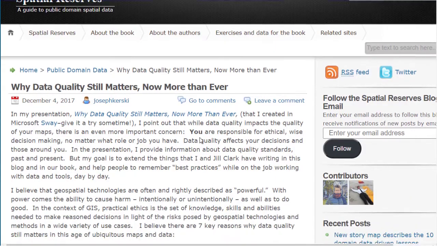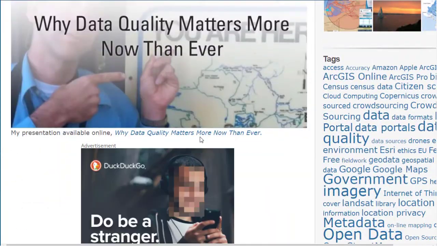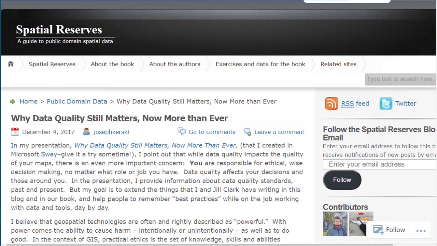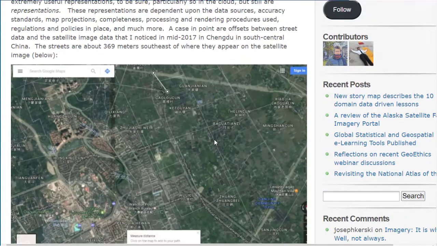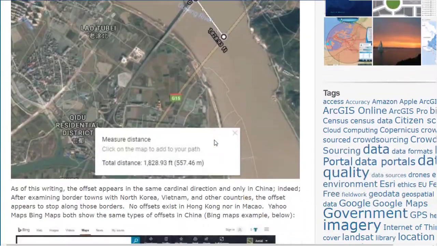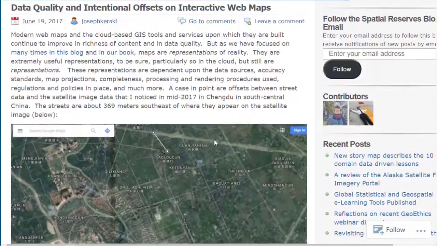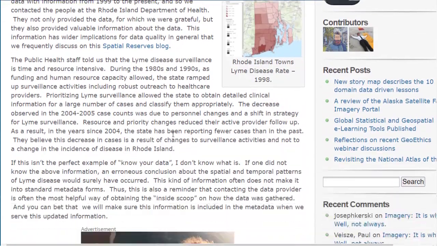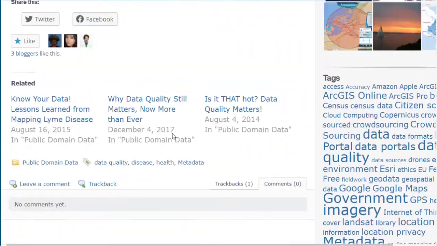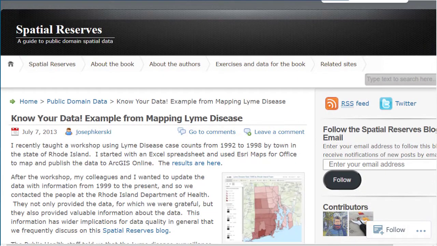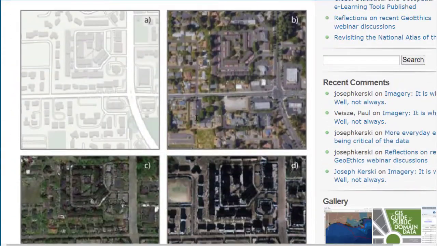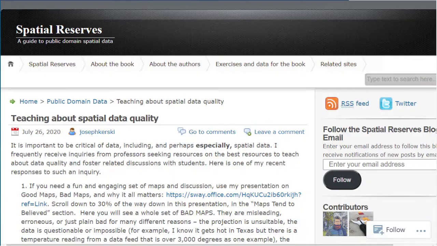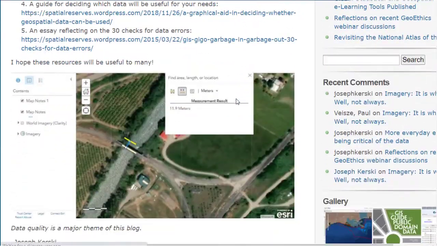Let's take a look at this essay of mine about why data quality still matters now more than ever with some key examples here. Intentional offsets on web maps. Let's take a look at that. And why does it matter? Here's an example from Lyme disease mapping that a colleague and I did some years back that I think is still incredibly relevant today. Faked satellite imagery? Let's take a look at that for a moment. And finally, here are some tips of mine about teaching about spatial data quality.